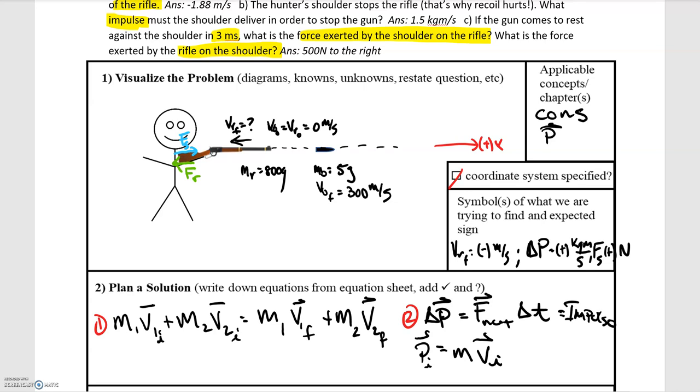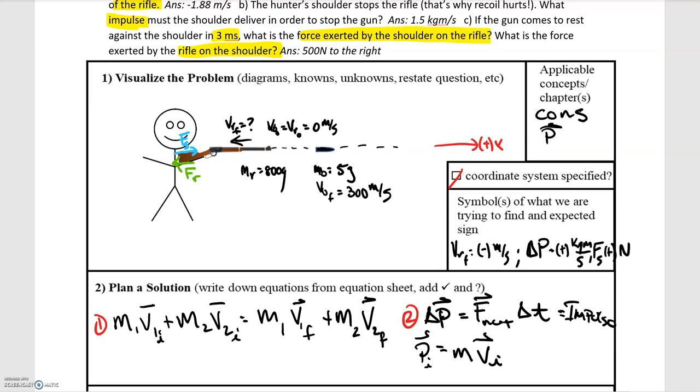We know that both the rifle and the bullet are at rest, so we can conserve momentum and solve for the rifle's recoil velocity. Then after that, we need to find what the impulse is to stop the rifle. And so there we're just going to take the change in momentum of the rifle to be able to solve for the impulse.